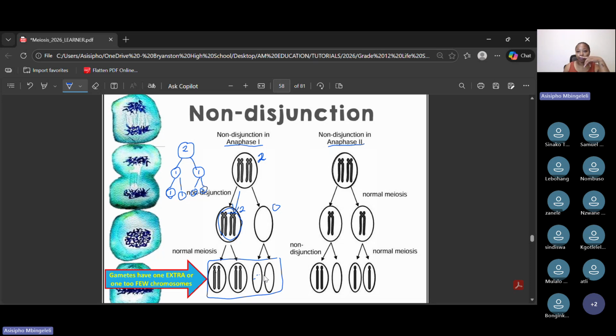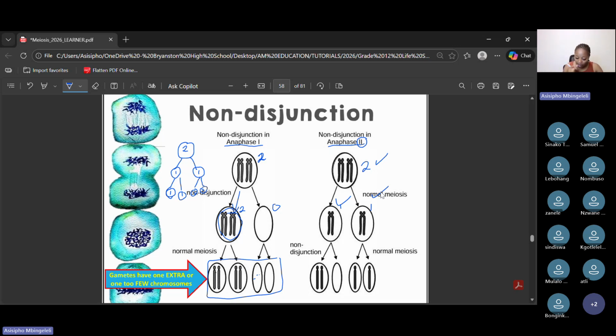Now, let's look at what happens when there is non-disjunction in anaphase 2. We started with 2 chromosomes, and at the end of meiotic division 1, we have the right number of chromosomes. We separated the homologous pair, leaving 1 chromosome in the cell. There was no mistake in meiotic division 1. Now, the change occurs in anaphase 2, meiotic division 2.